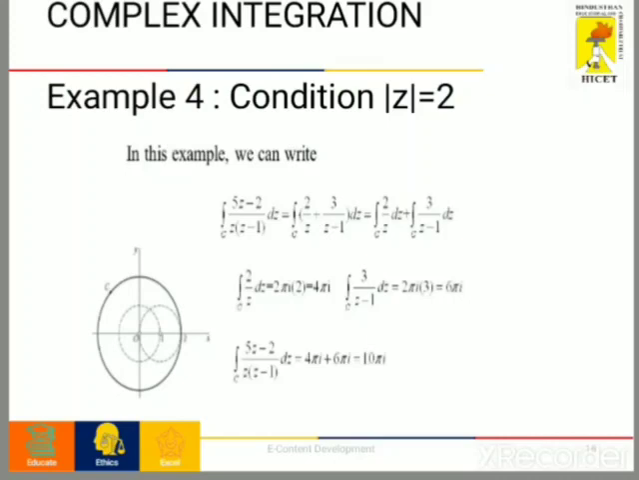So, these are some problems of residues, poles and Cauchy's residue theorem.